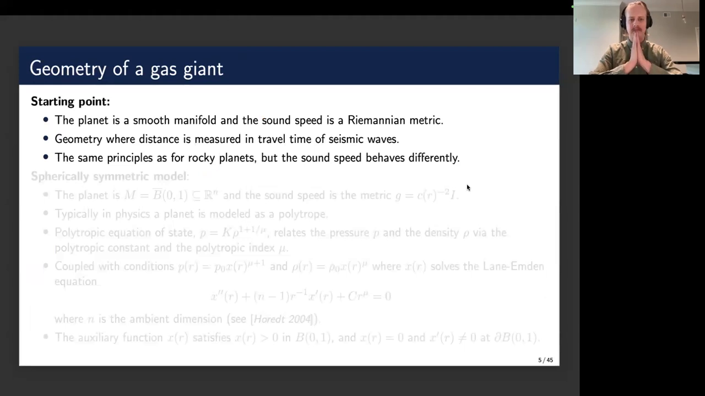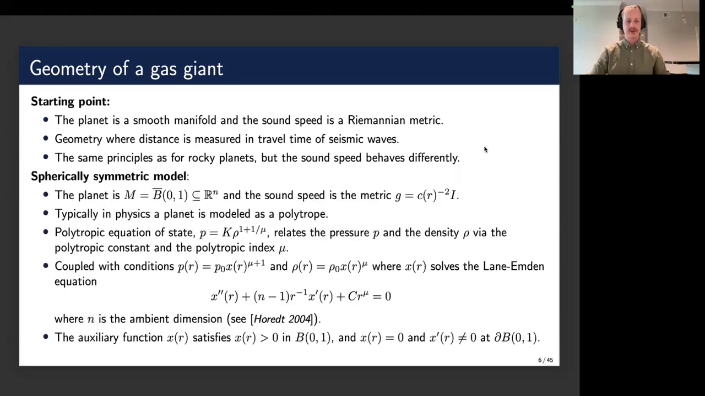The starting point, we will say that our planet is a smooth manifold, and we will model the sound speed by a Riemannian metric. The geometry that arises is this type of geometry where the distance is measured in travel time of seismic waves. So these are basically the same principles as how you would model wave phenomena geometrically in rocky planets, but the difference is now in how this sound speed really behaves.